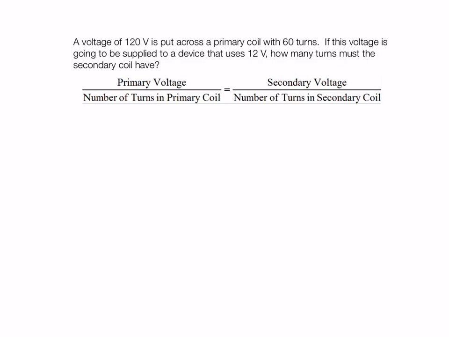Here we're looking at another case of using a transformer. And the wording of the question is this: a voltage of 120 volts is put across a primary coil with 60 turns. If this voltage is going to be supplied to a device that uses 12 volts, how many turns must the secondary coil have?